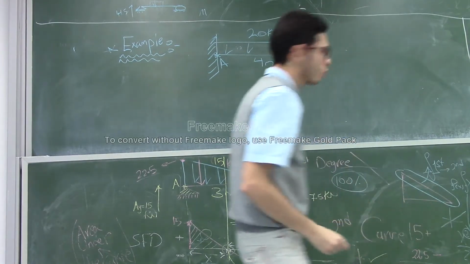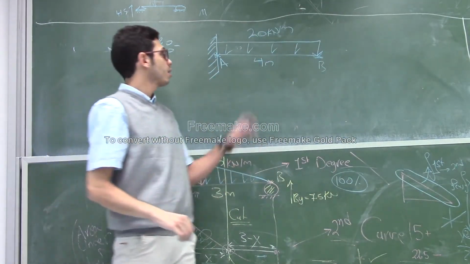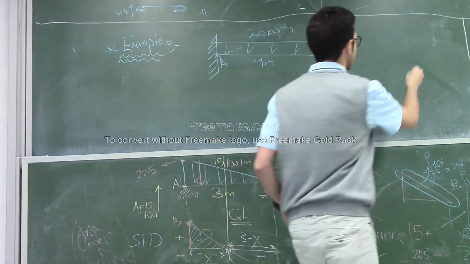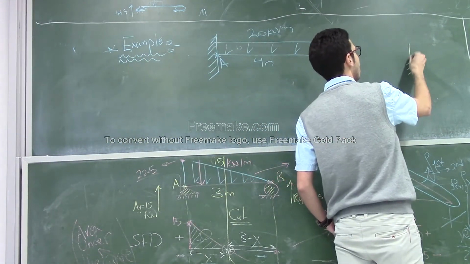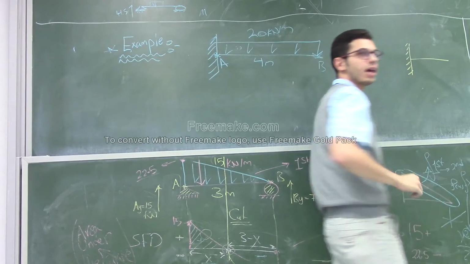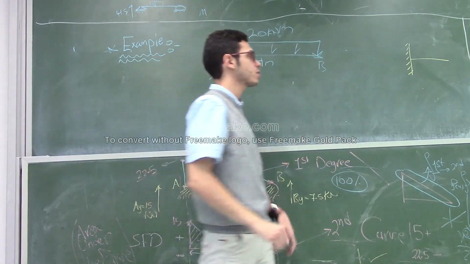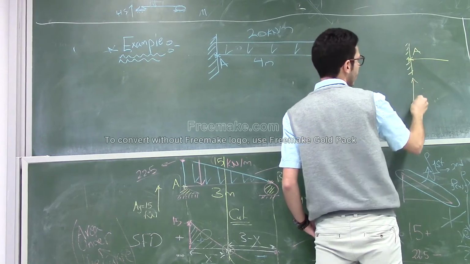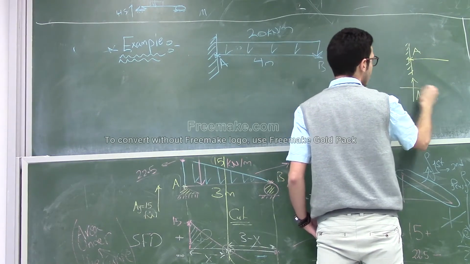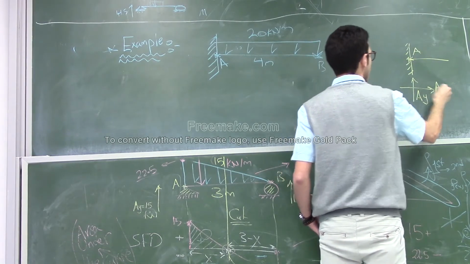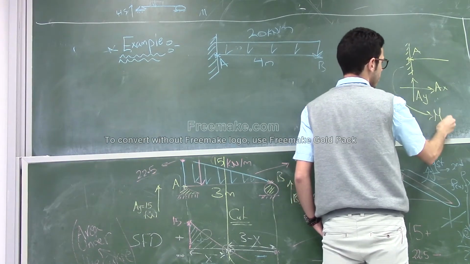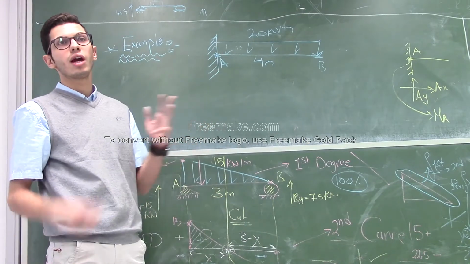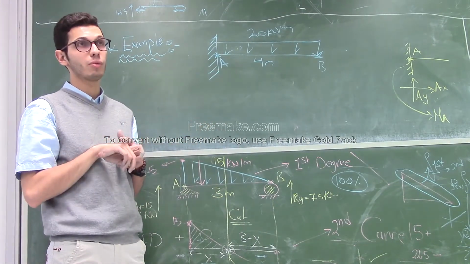Before starting this example, the fixed support, I think I should say a few words about it. How many reactions does the fixed support have? Three reactions. Perfect. If this is point A, we have AY, we have AX, and we have moment A. So the fixed support has three reactions: X, Y, and the moment.